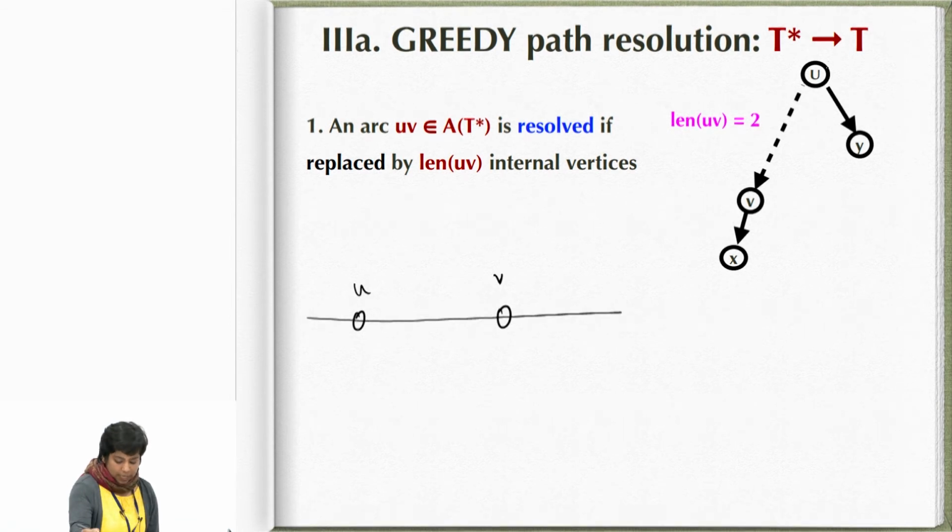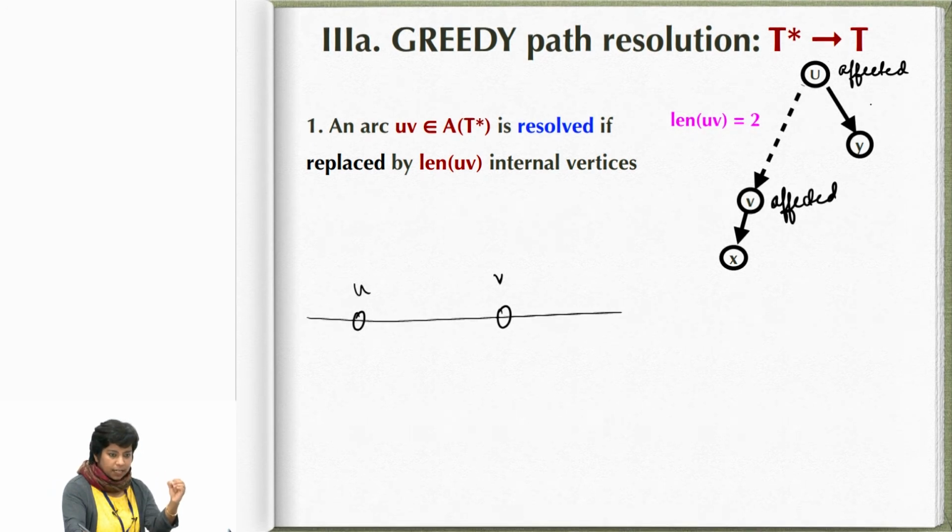Now U in this case will be, so who are the vertices that have a label in my template? These are the affected vertices, correct? So this is an affected vertex, this is an affected vertex. So I start with this affected vertex, I go up the tree and look for the first affected vertex I can find. So this is the path that I'm going to fill out now.